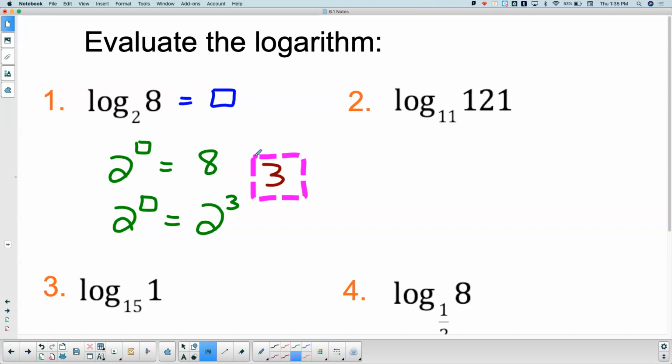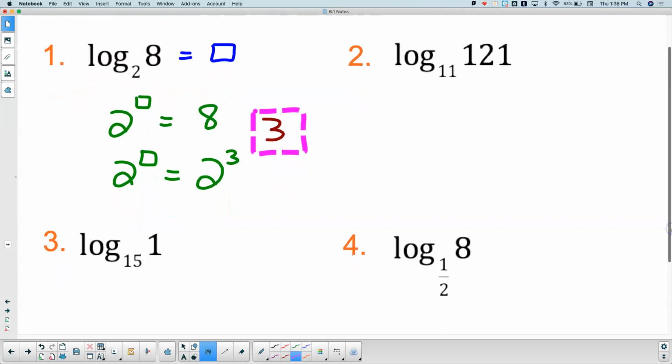This method is called getting the same base. I have to remember how the book says it. Something about writing it as the power to the same base or something along those lines is that method that they call. I just call it doing the math. Okay? Find me or evaluate for me the other 3 logs.